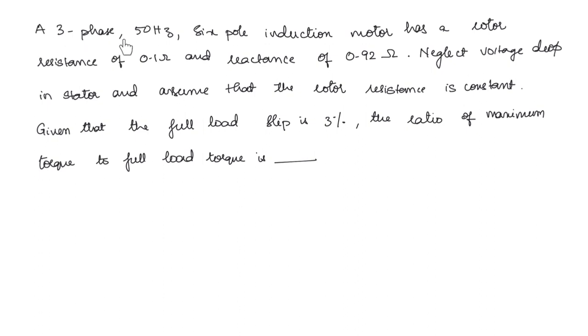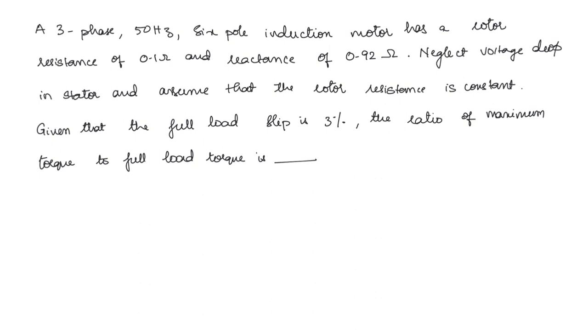One last question here. A 3-phase 50 Hz 6-pole induction motor has a rotor resistance of 0.1 and reactance of 0.92 ohms. Neglect voltage drop in stator and assume that the rotor resistance is constant. Given that the full load slip is 3%, the ratio of maximum torque to full load torque is.